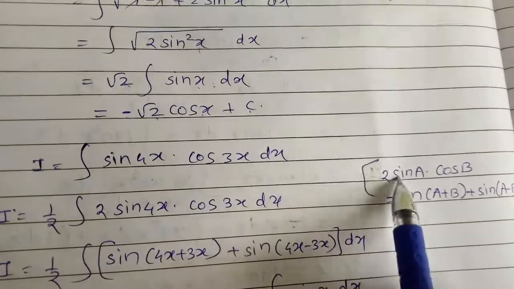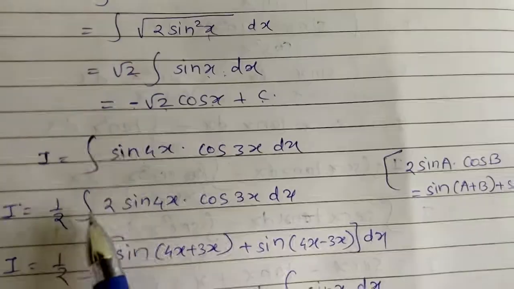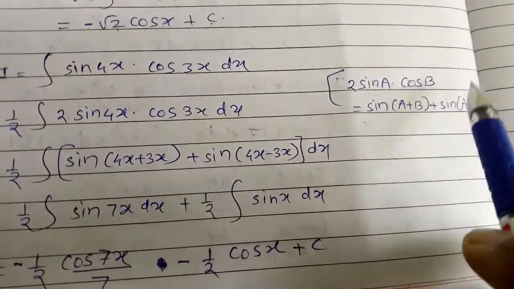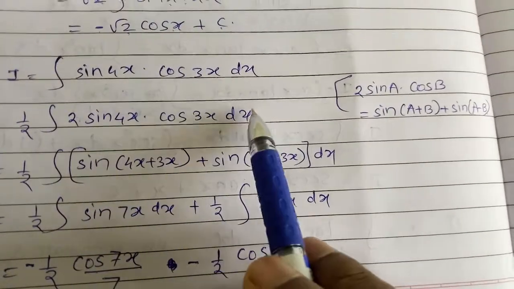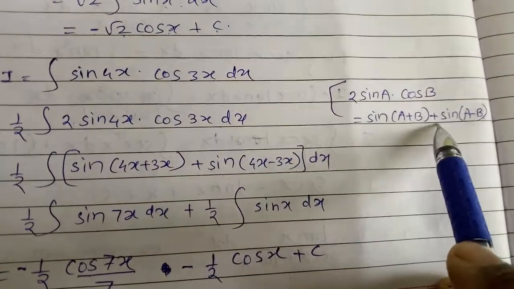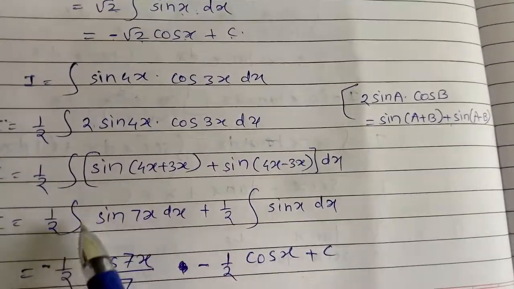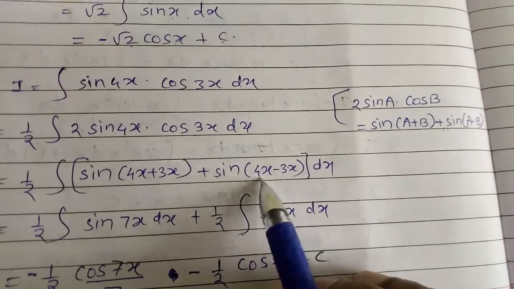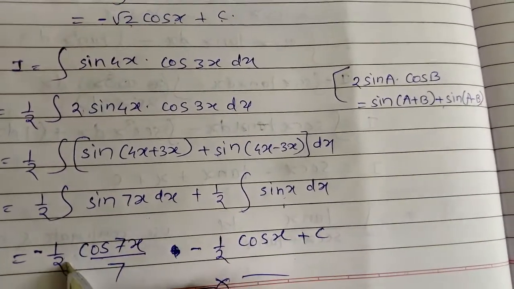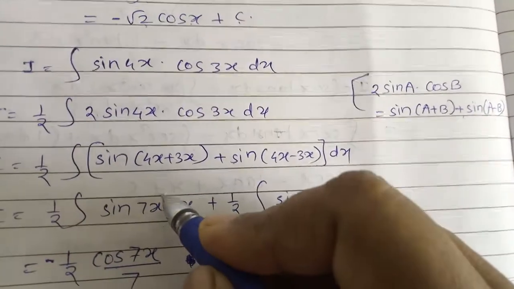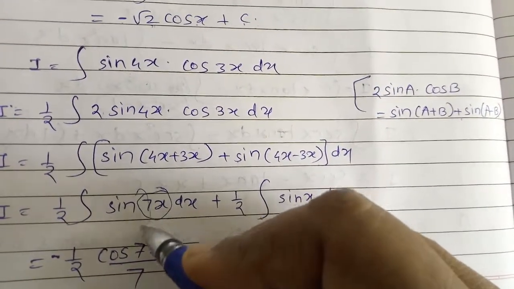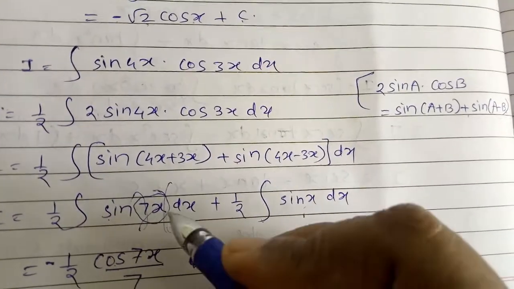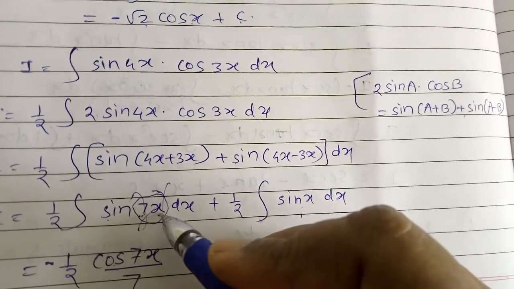Here I took this 2 to adjust, and also cancelled the 2. So we are going to use the formula, that is sin a plus b and sin a minus b. So we can write sin 4x plus 3x plus sin 4x minus 3x. So half integration of sin 4 plus 3, that is 7x, plus half sin 4x minus 3x, that is sin x. Here we are going to find the integration of sin. Do you know what is the integration of sin x? It is cos x. So cos 7x, and again we have to take the derivative of sin 7x.